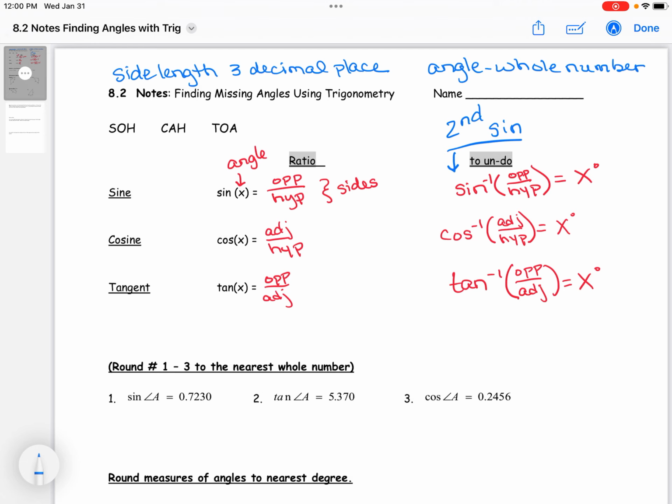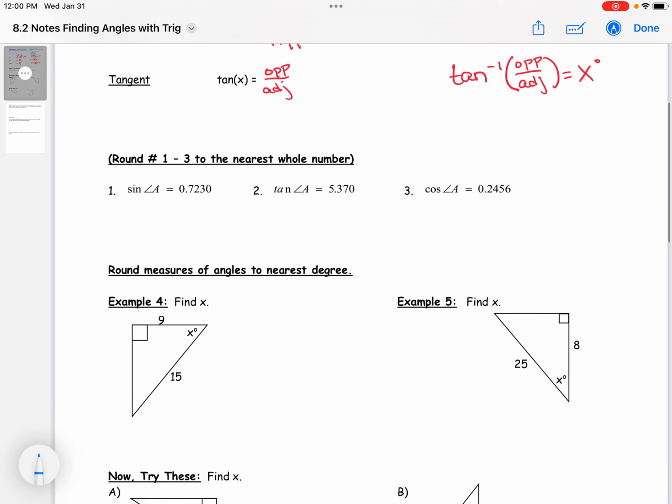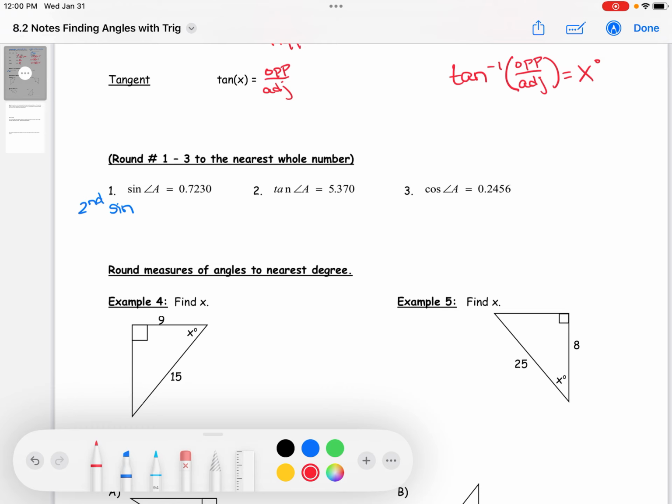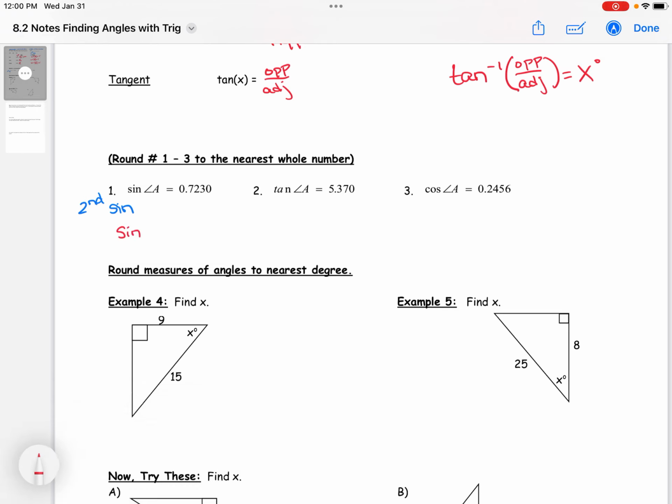Okay, so the first thing we're going to do is practice with our calculator. Remember, we're going to do second sine, which is sine inverse. And we're going to put 0.7230 in the calculator.